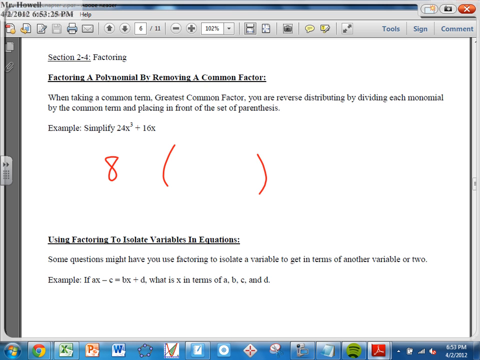I also notice that there's at least one x in both terms. I want to look for the greatest possible amounts of x's. There's 3 of them here, sure, but there's only 1 here. So I can only take out 1 of each.